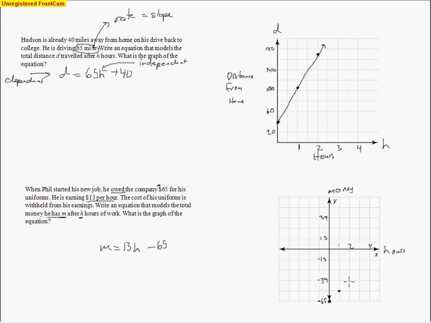And then we continue on, and you'll see that after 5 hours, hey, we're debt-free, we're actually making money after those 5 hours. And remember, this is continuous data because we could work a fraction of an hour, so we end up having a line that looks like that. So those are types of problems that we're going to see on tonight's homework. Good luck.